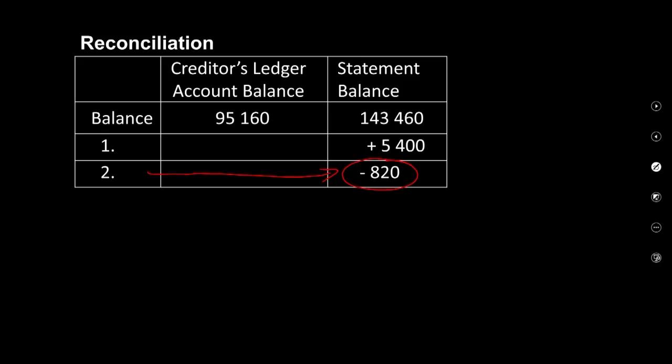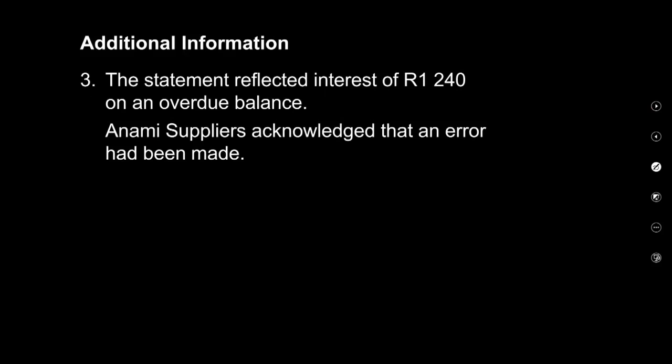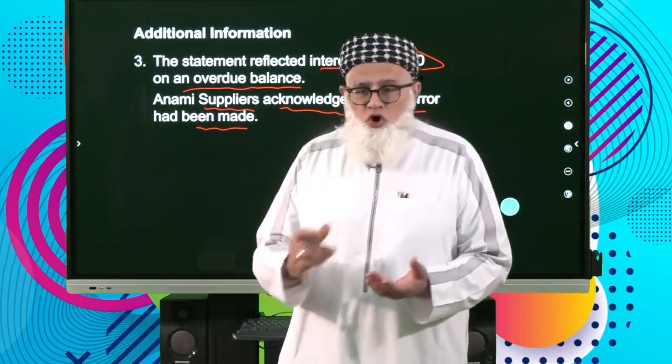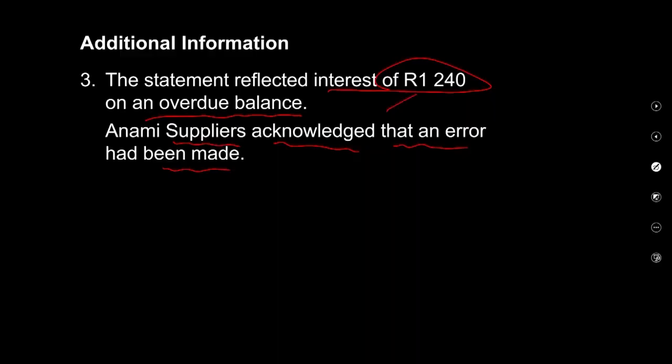The next one we have, the statement reflects interest of 1,240 on an overdue balance, right? Anami Suppliers acknowledged that that was an error that they had made. So what happens here? They have included in our statement an interest charge of 1,240. Clearly, they've said that this is an error. They've acknowledged that that error has been made. So obviously, we now need to correct it.